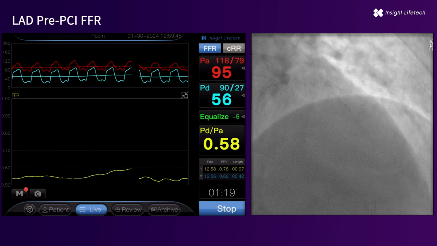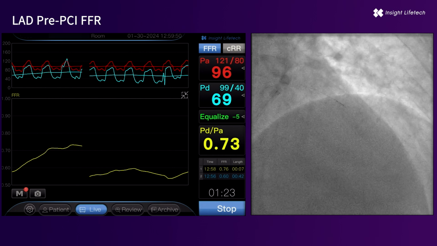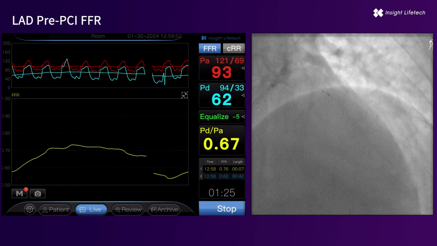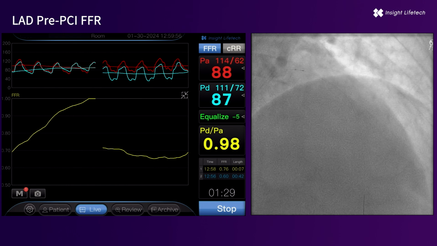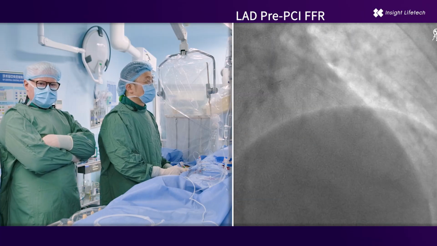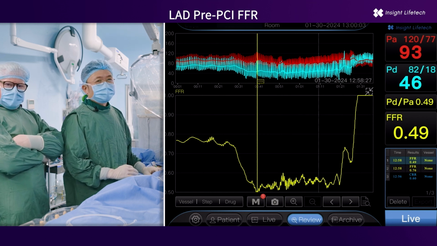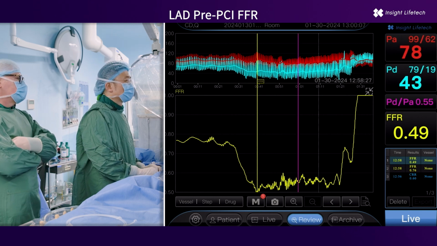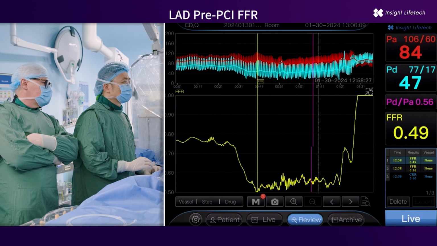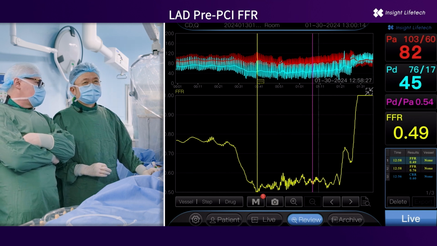And again, Professor Jun is pulling back the catheter, and again there is no such gradient across the mid part of the LAD, and the most significant gradient is across the proximal LAD. So it is quite similar. Maybe now we have some drift. But we don't need to repeat it because it was painful for the patient. I believe that this is for sure significant disease there.